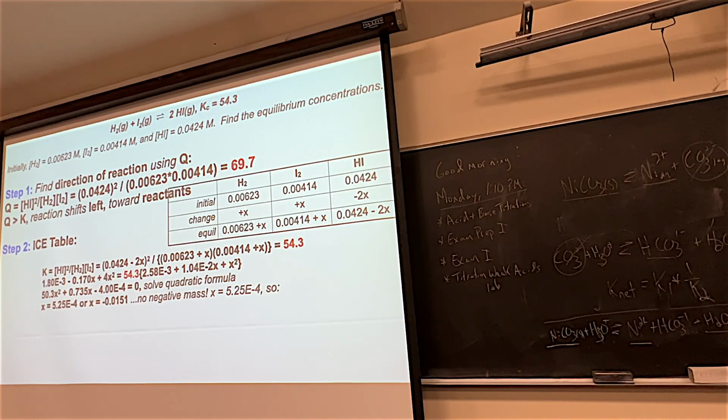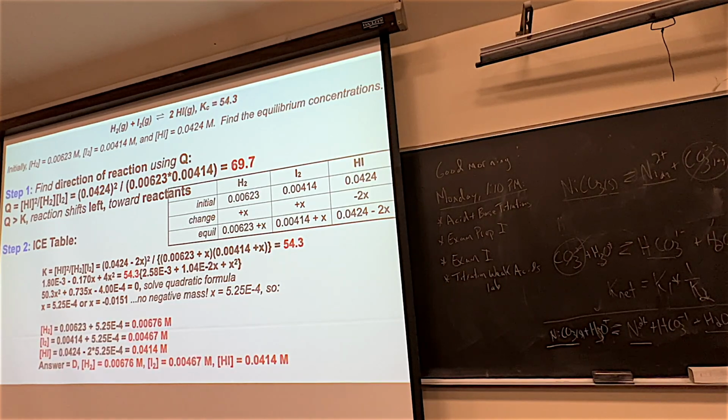In this problem, we're going to take the positive X and run with it. When you do all that, you get all these values here for H2 and I2 and HI, which was answer D. Voila, all right?